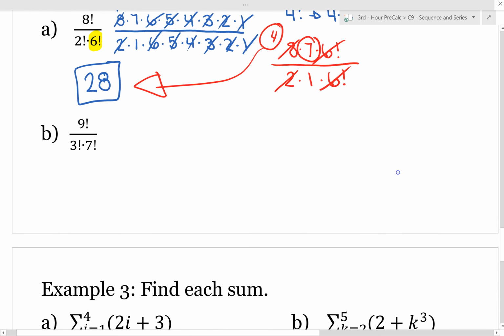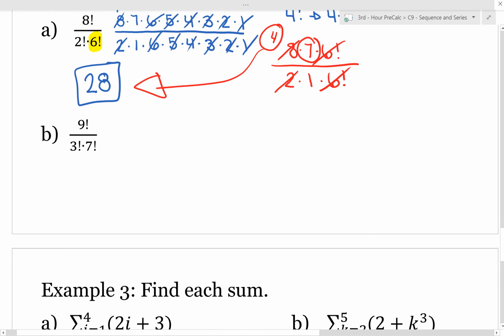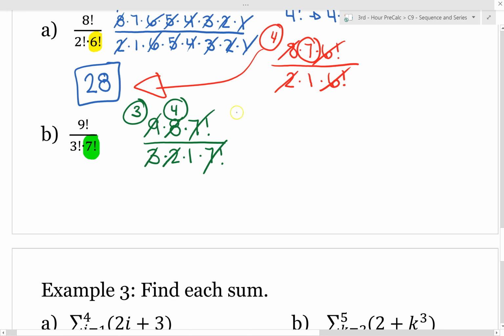So we'll practice it on the second one. Which number is bigger? In this case, it's the 7. So you would want to write 9 times 8 times 7 factorial all over 3 times 2 times 1 times 7 factorial. So these cancel. 3 goes into 9 3 times, 2 goes into 8 4 times. So my answer is just 3 times 4, which is 12. Those factorial ones are actually one of my favorites.